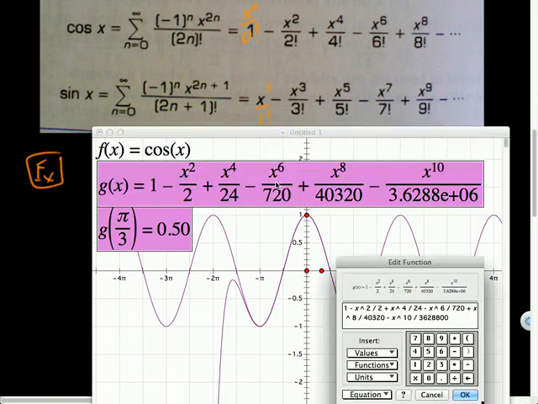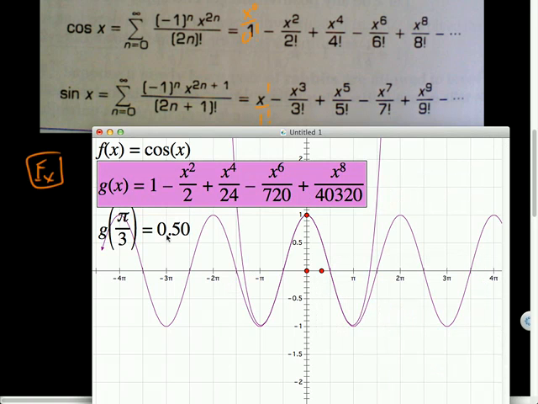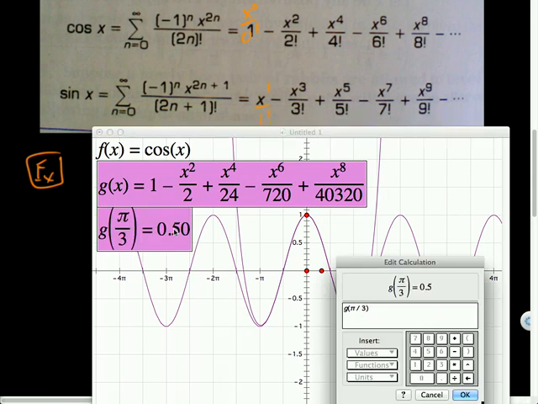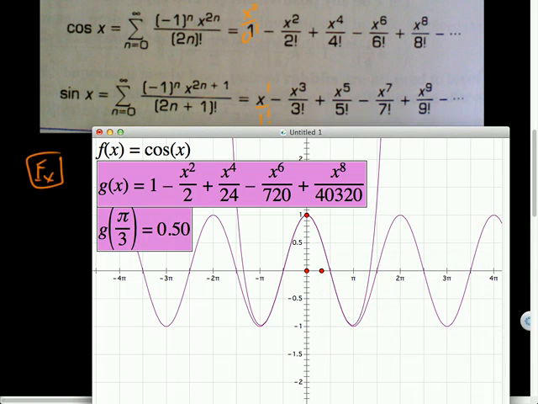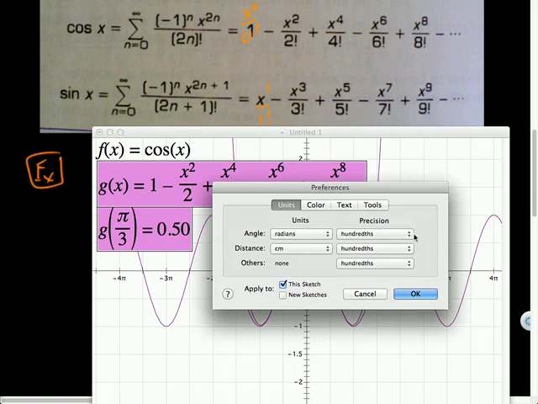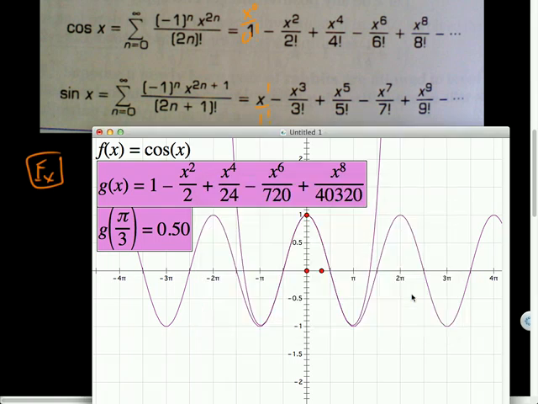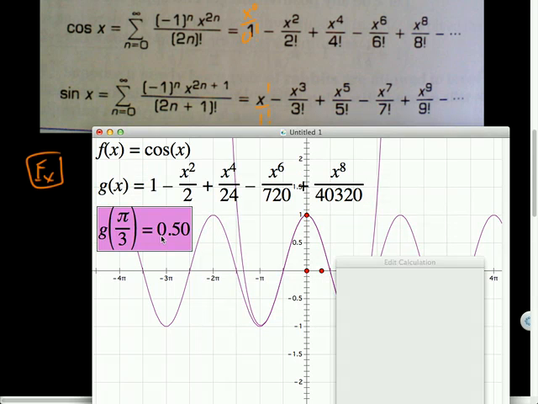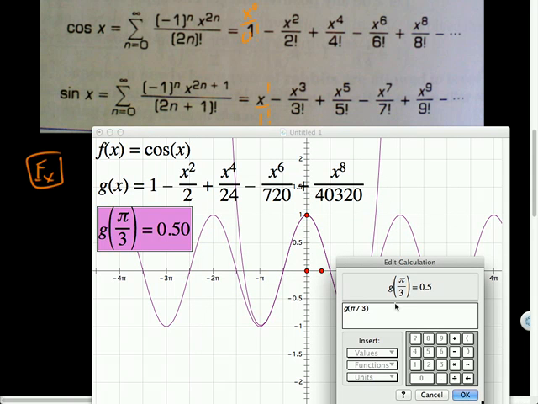But let me actually cut this down to just being the first 5 terms, so I'll get rid of this one. So it's estimating cosine of pi over 3 as 0.5. I think this actually has accuracy. Let's see, where's my preferences? Yeah, it's rounding to the hundredths. Let's get some better accuracy here. No, it's exactly 0.5. Interesting.